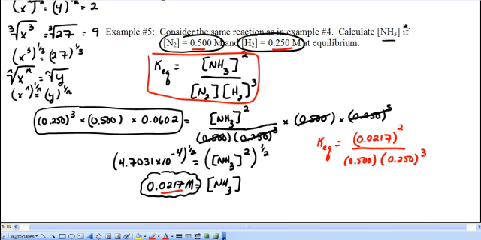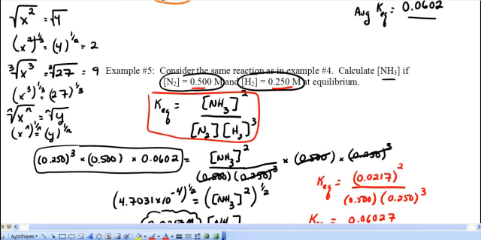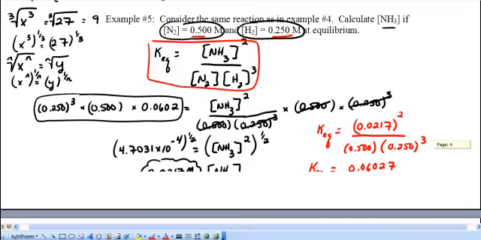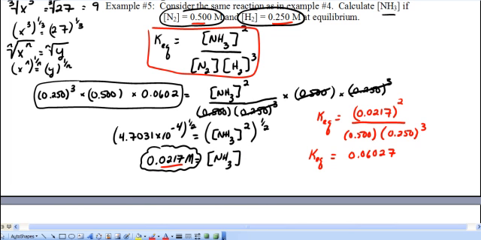And if you solve or evaluate that term, what you get is 0.06027 for our KEQ. Well, we calculated our KEQ to be 0.0602, so we're right there. So our answer makes sense and is in agreement with what we've already found.